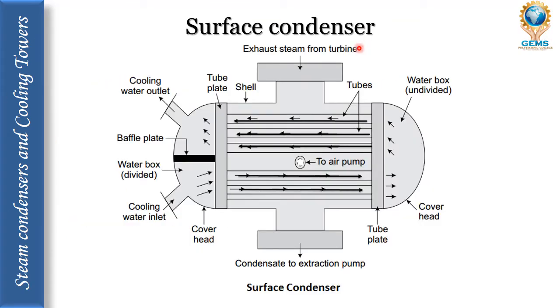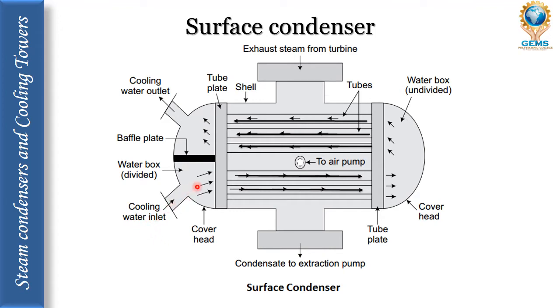So this is how the surface condenser looks. This is the inlet for the exhaust steam from the turbine, and this is the outlet for the condensate to the extraction pump. This is the shell, and inside this shell some tubes are arranged. This is the tube plate, and this is the baffle plate which separates these two sections.